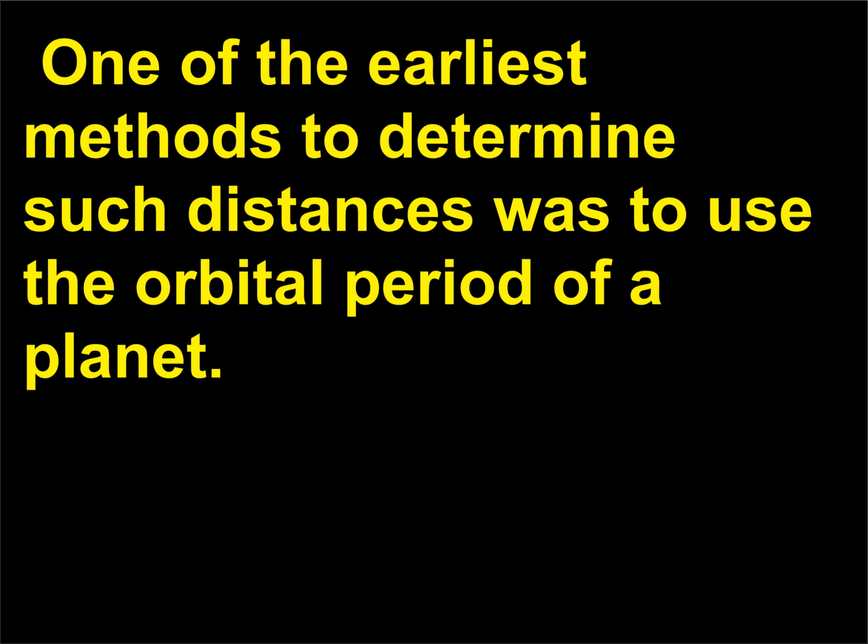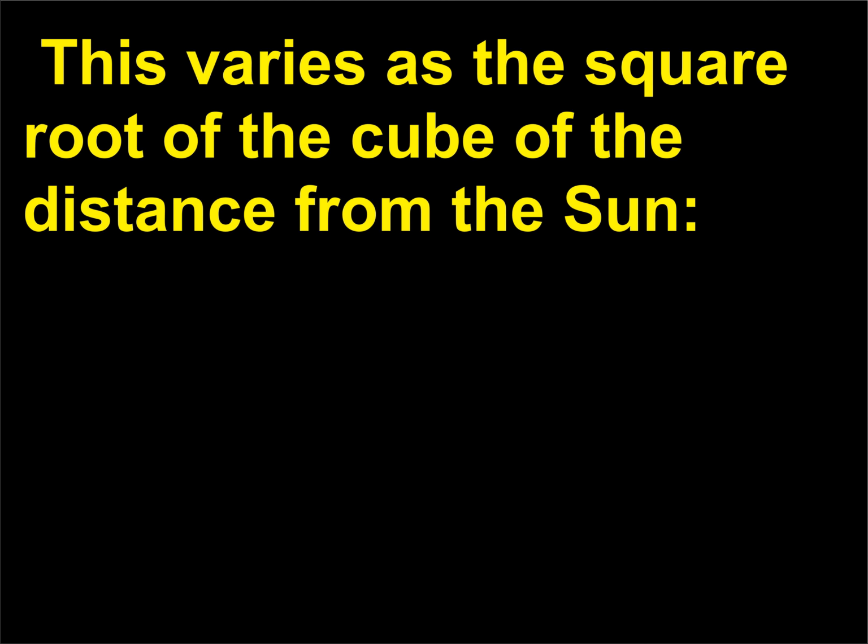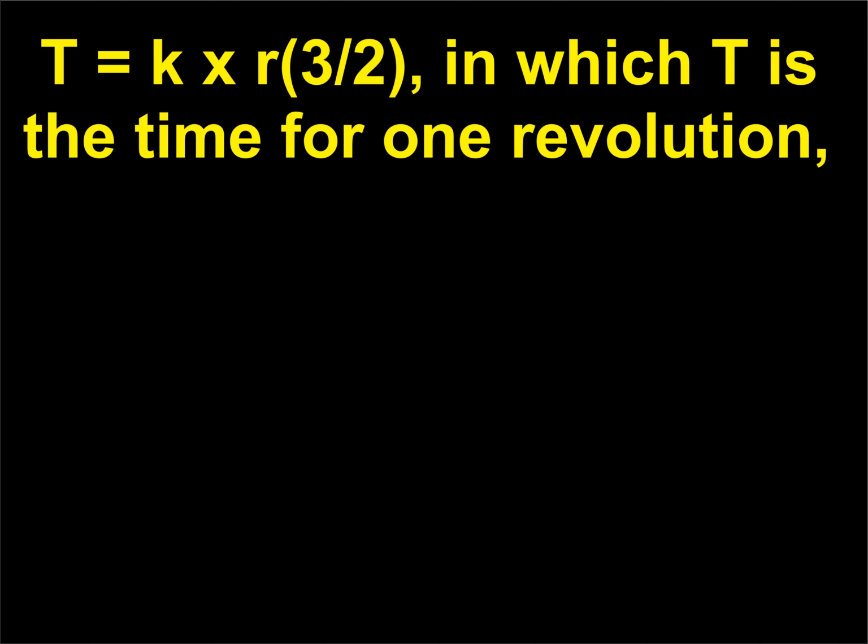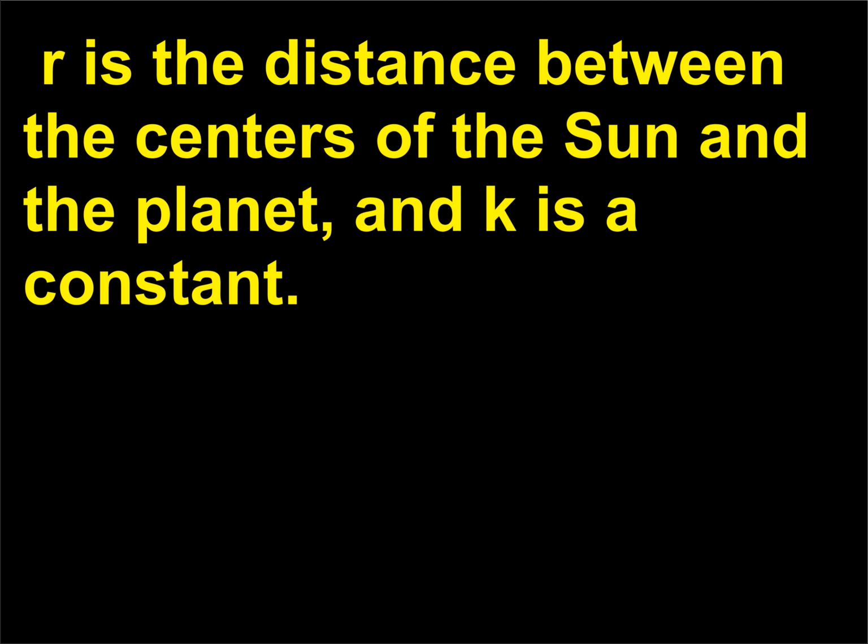One of the earliest methods to determine such distances was to use the orbital period of a planet. This varies as the square root of the cube of the distance from the Sun. T equals k times r^(3/2), in which T is the time for one revolution, r is the distance between the centers of the Sun and the planet, and k is a constant.